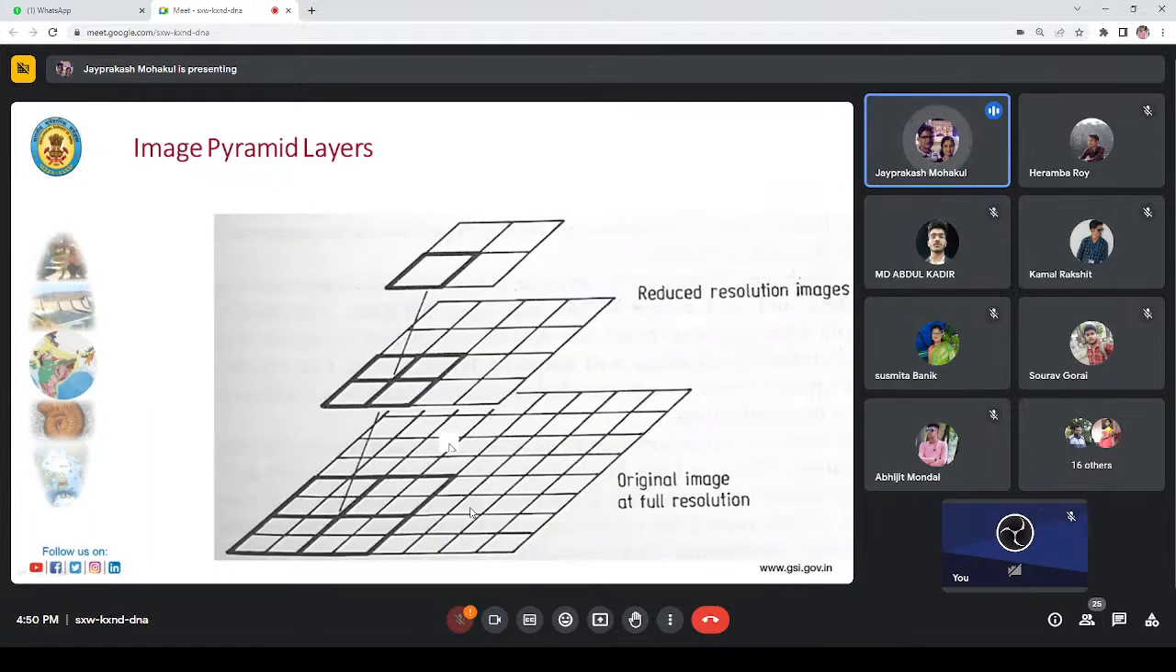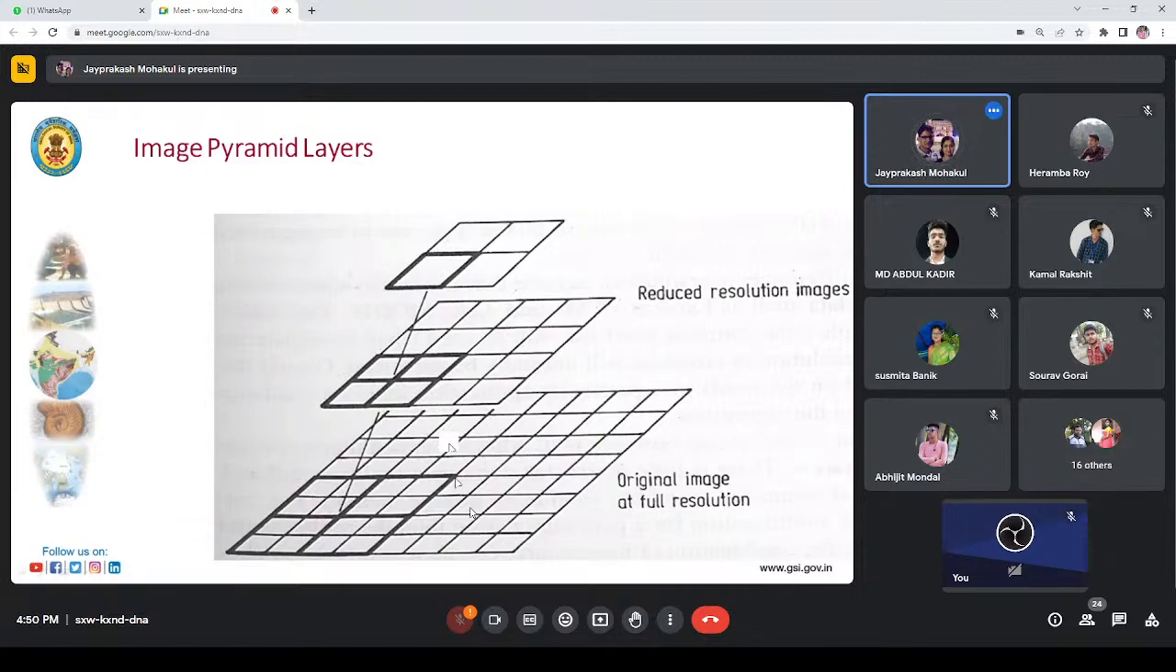Pyramid layers, you must have, you are doing GIS, no? So any time you put a raster in the window, it asks you whether you want to build a pyramid layer, right? Pyramid layers are basically a sort of file in which, suppose I have a 16 digital number. The same 16 can be converted into 4 and can be converted into 1, right?